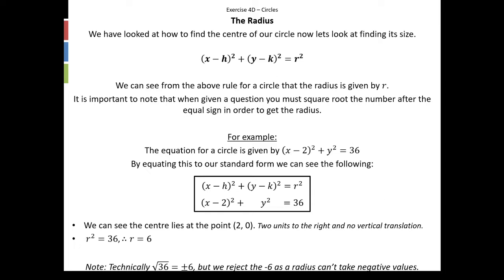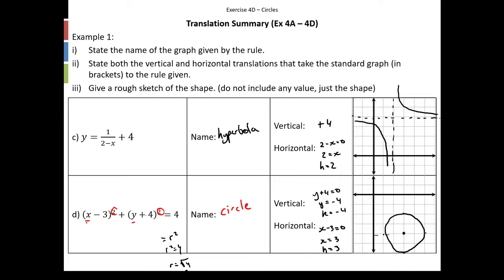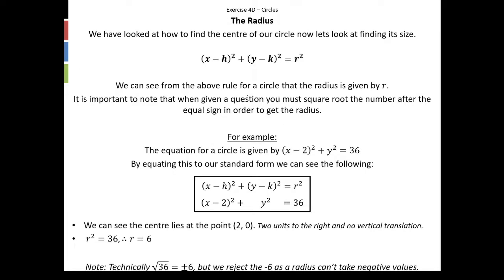So we've looked at how to find the center. We found our center there. We let the horizontal, our x value bracket, equal 0, and then we do the same for our y. We can see from the rule above for a circle that the radius is given by r. It's important to note that when given a question, you must square root the number after the equal sign to get the radius. So what I mean by this is when we look at this, our radius is not equal to 36. When it's written like this, when we can't see a squared symbol there, r squared is equal to 6. So here, r squared is 6.